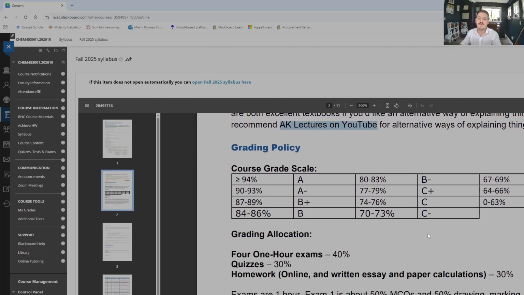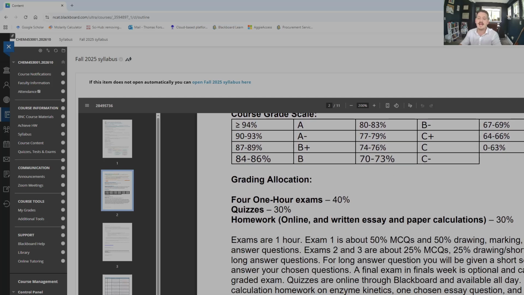Grading policy, same as before. Grading allocation for 1 hour exams: exam 1, exam 2, exam 3, and then the final, which is going to be a little bit of everything. Quizzes make up 30% and homework makes up 30%, for a total of 100%. Exam 1 is MCQs and drawing, just like what you're going to be used to. Exam 2 and 3 are MCQs, drawing, and long answer questions.